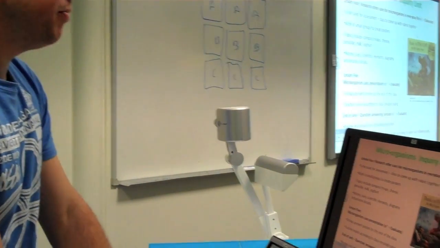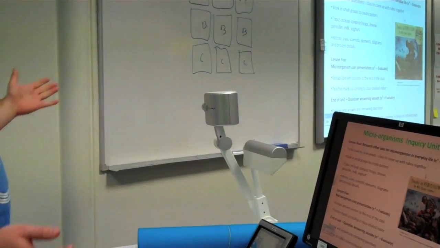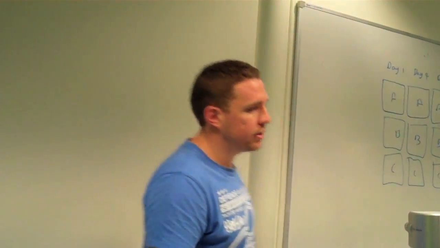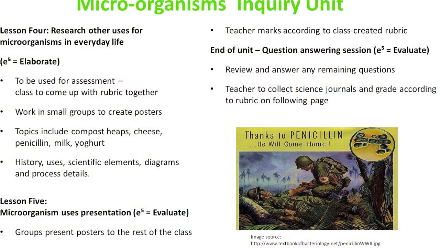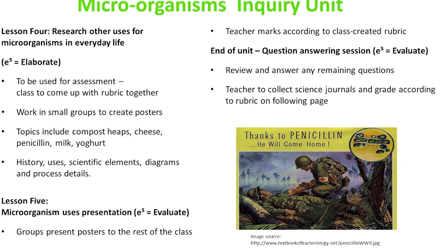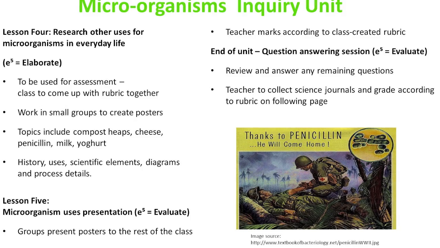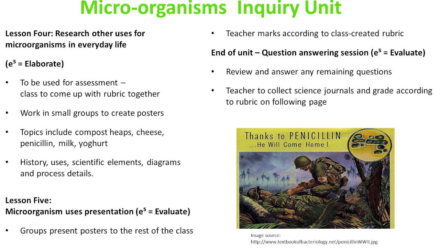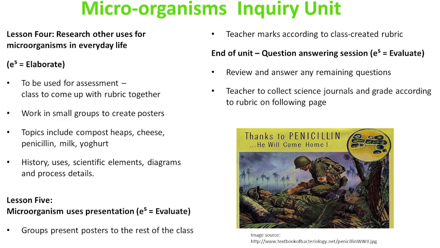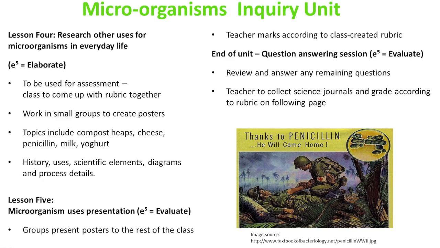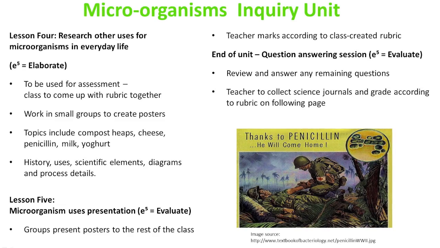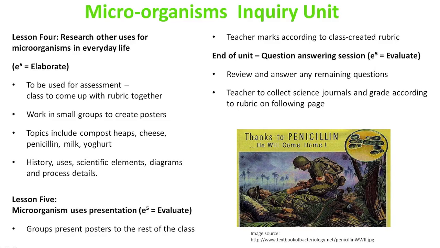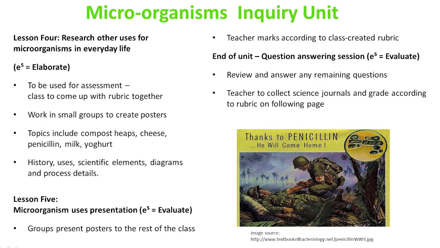Okay, so lesson 4. This is the elaborate part of the inquiry unit. Students would first of all come up with a rubric. This task is going to be used for a summative assessment at the end of the unit. They would work in small groups to create posters, and they would research a topic, not limited to, but something probably like one of these topics.